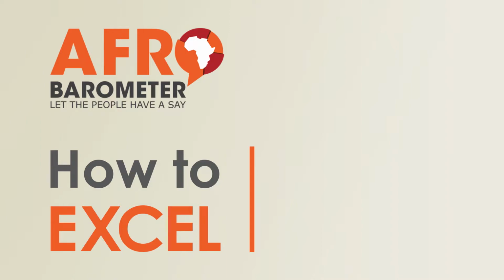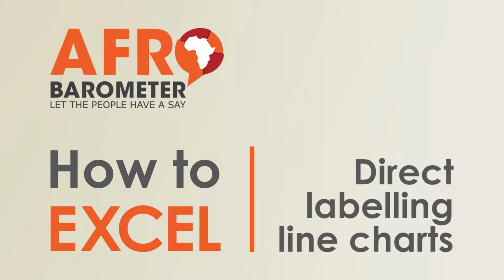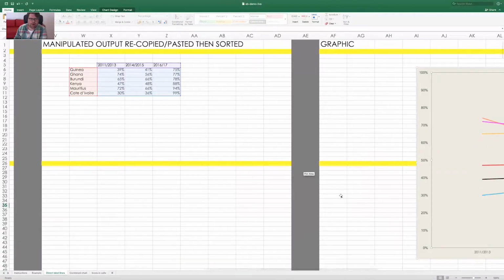In this How to Excel, we'll be looking at how to directly label line charts. Something that hopefully looks a bit like this. In our data, I've selected the top 5 or so countries in 2016-17. This is just sample data, and I think I've made up the 2016-17 column anyway. But I've selected 5 of the countries, and we have it in time series, so 2011, 14, and 16.